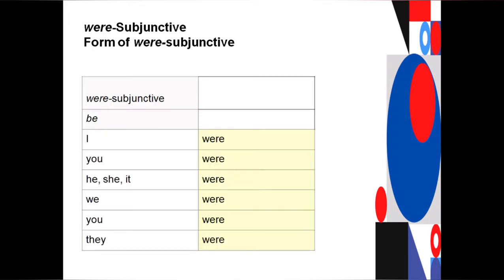And also, we have the past subjunctive, as you all know. If I were a boy. Remember that? I were, you were, he, she, it were, we were, you were, they were. We do not have a change. We always keep were for all persons.